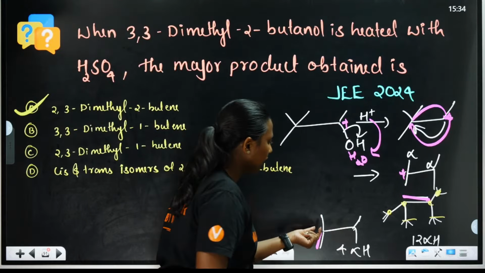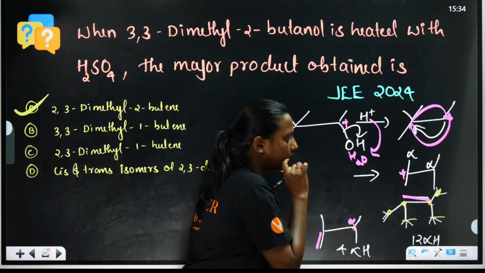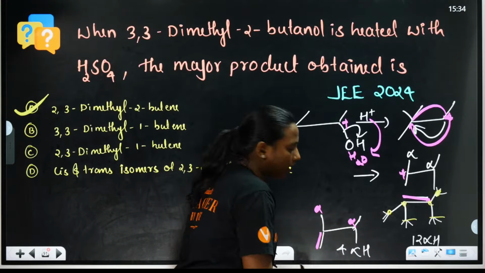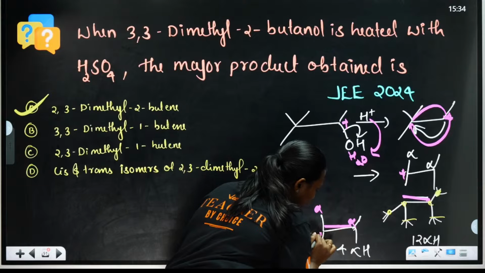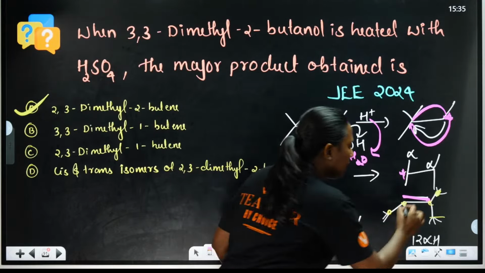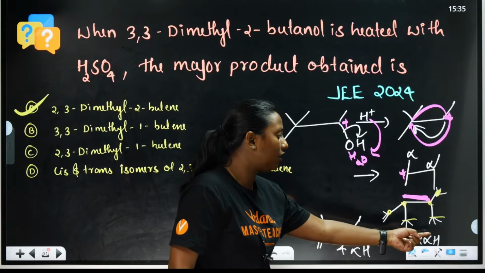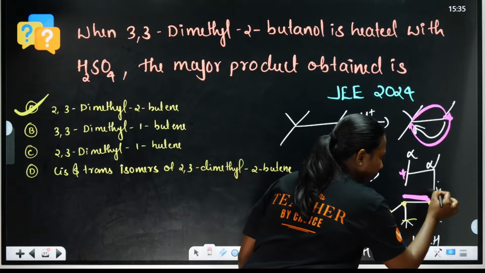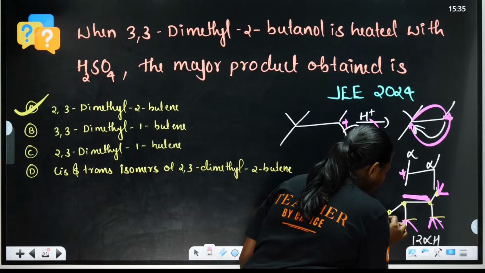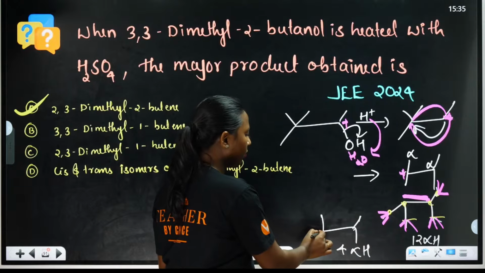So this is one alpha, this is one alpha and this is another alpha. So here the double bond comes, and here also the double bond comes. When you consider the double bond here, the number of alpha hydrogens that come is 12: 1 2 3 4 5 6 7 8 9 10 11 12. So 12 alpha hydrogens come here.